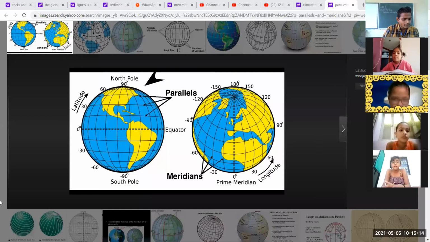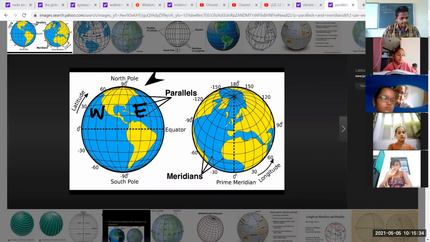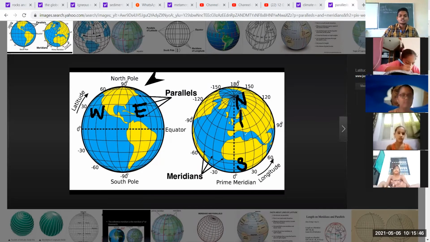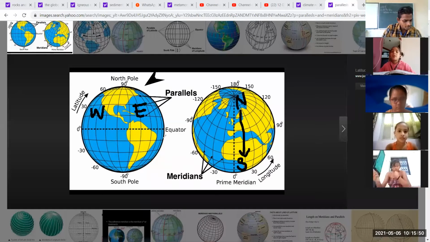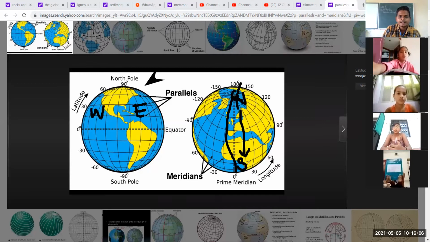So the second type of circle runs from north to south. Actually, dear students, the parallels are running from the west to east. Now, the second type: the second type of circle runs from north to south. This is the north and this is south. They pass through the North Pole and the South Pole, and this line is always passing from North Pole to South Pole. North Pole is situated here and South Pole is situated here.